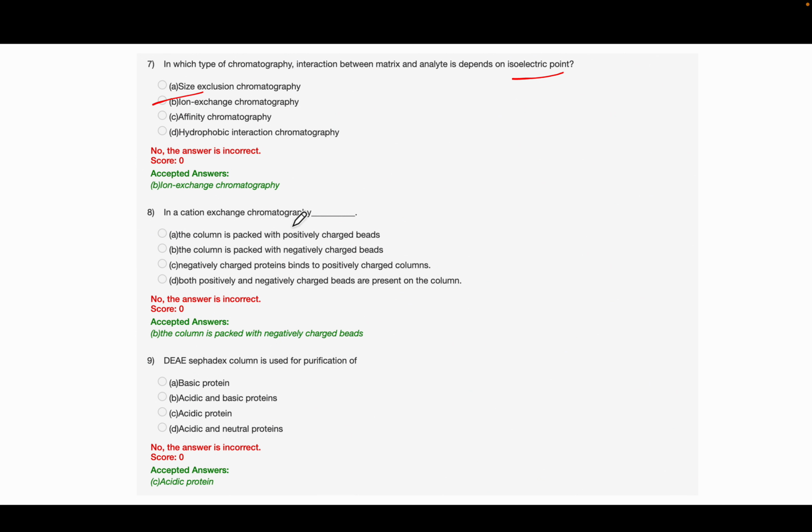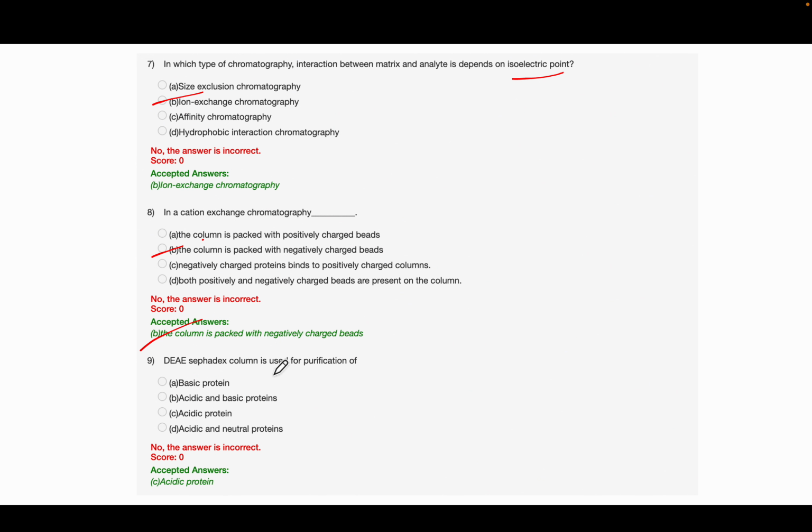In a cation exchange chromatography, is the column packed with positively charged beads, negatively charged beads, neither of these, or both positively and negatively charged beads? Negatively charged proteins bind to positively charged columns. So the answer will be in cation exchange, you are exchanging cation, so you have to have negatively charged beads. Okay, so the column is packed with negatively charged beads.